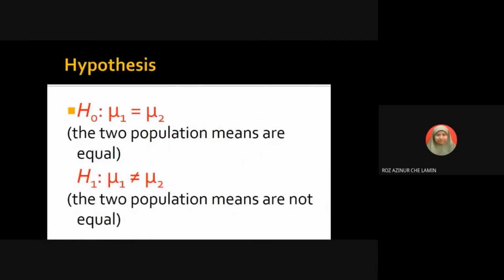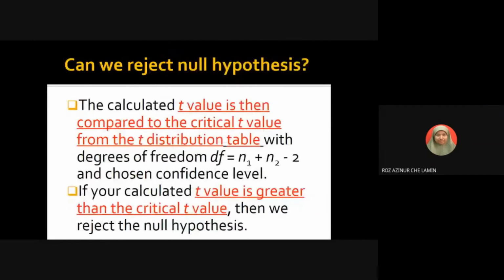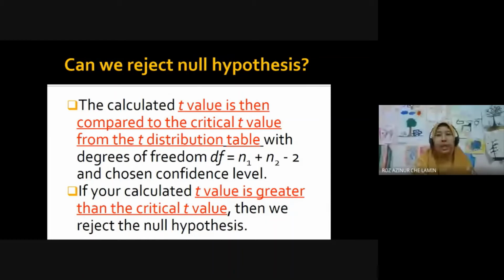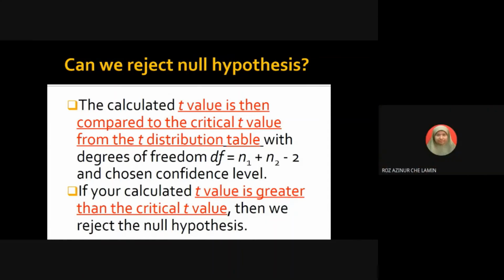Okay, for the t-test hypothesis, H null means that the two population means are equal, while the alternative hypothesis is the two population means are not equal. Can we reject the null hypothesis? The calculated t-value is compared to the critical t-value from the t-distribution table with degree of freedom n1 plus n2 minus 2 and the chosen confidence level. If your calculated t-value is greater than the critical value, then we reject the null hypothesis.